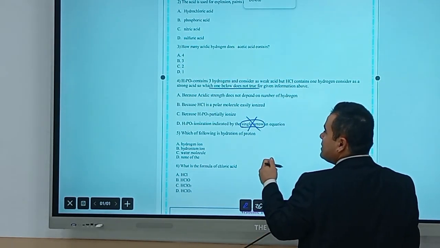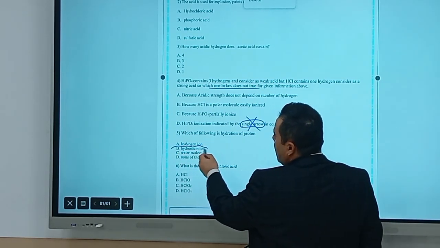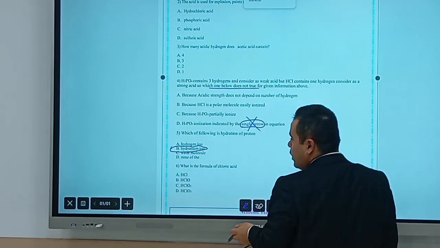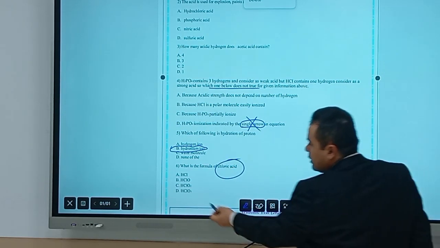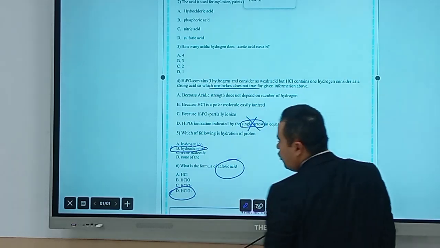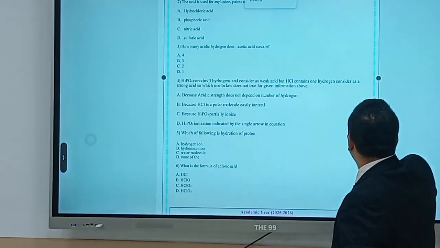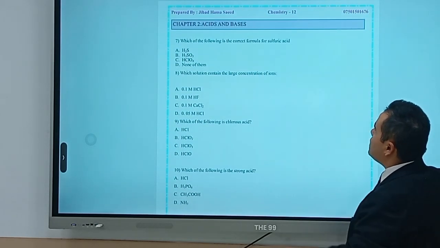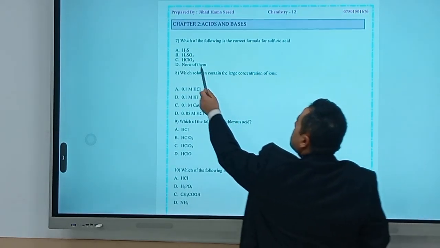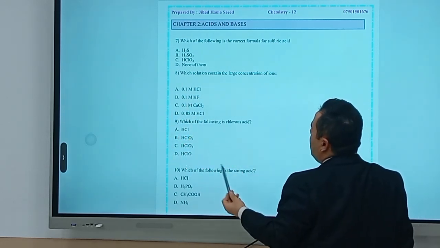Which of the following is the hydration of a proton? Of course, the hydronium ion is the hydration of a proton. What's the formula of chloric acid? Chloric acid, D is the correct answer. HClO3 is chloric acid. So guys, more questions. Which of the following is the correct formula for sulfuric acid? None of them, because H2SO4 is the formula.